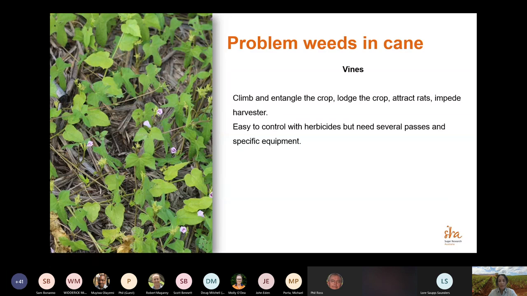And because of that, the green cane trash blanket has effectively reduced the pressure from small-seeded weeds like grasses, as I said before. But in return, it has created plenty of space for big-seeded species like vines. So in reality, green cane trash blanketing in the sugar industry has increased the vine problems. And it's the case for all the other sugarcane countries that have also gone into green cane trash blanketing. The vine problems have become more troublesome.